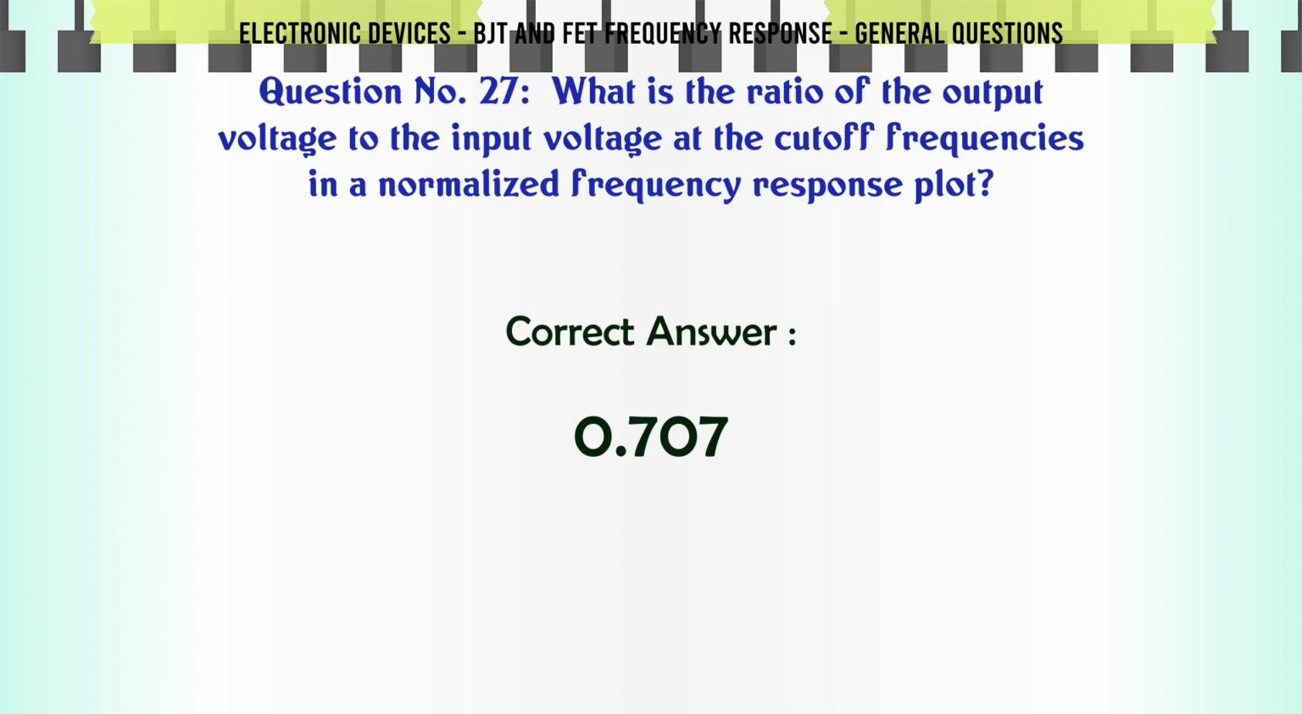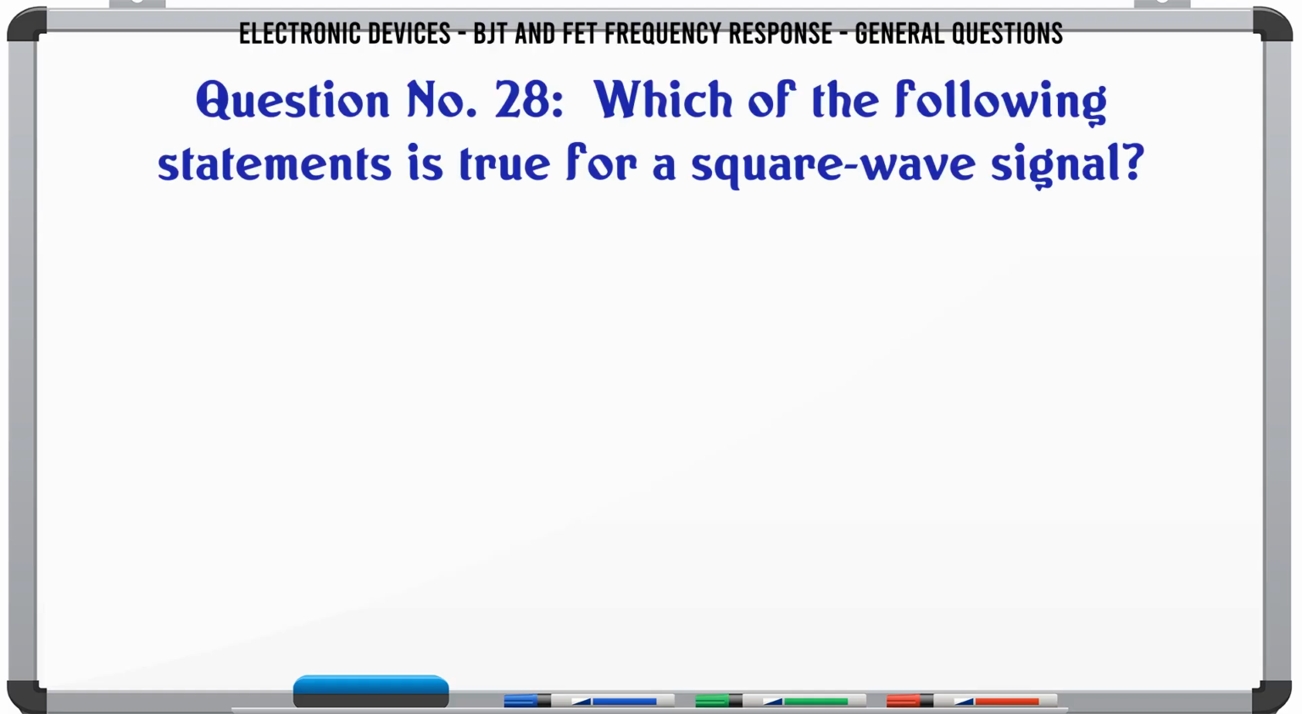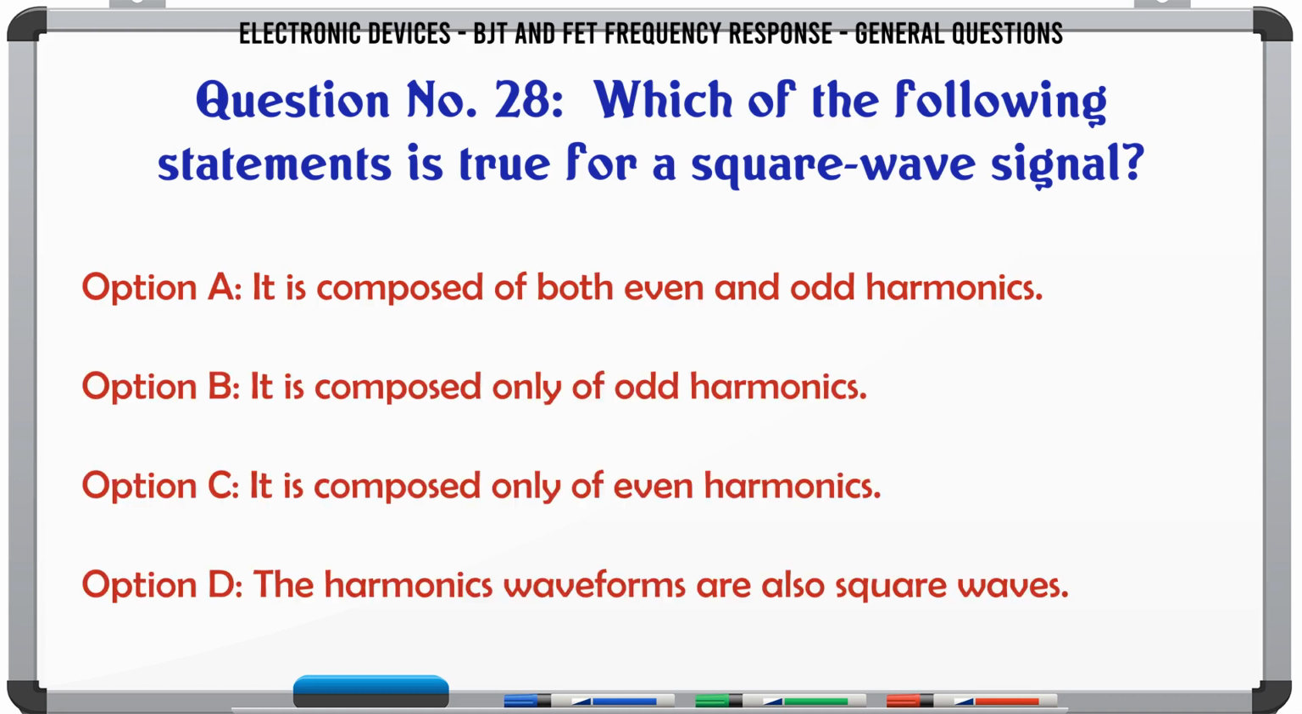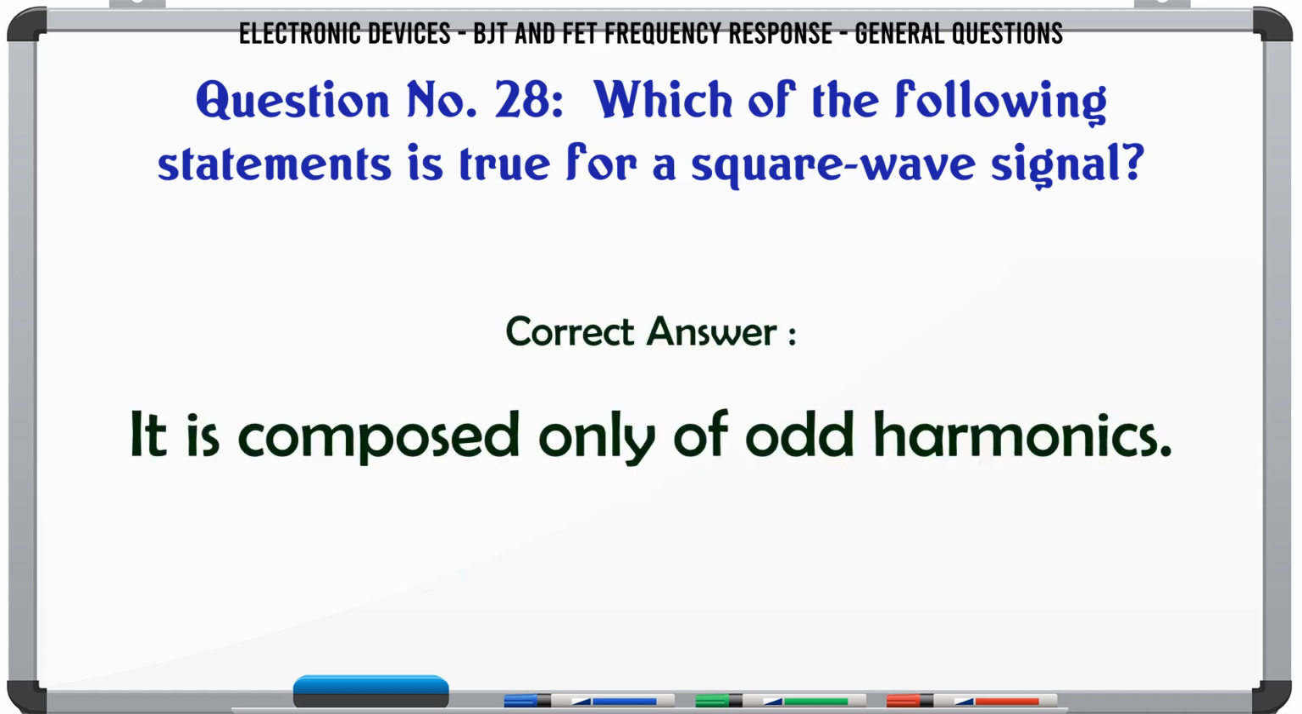Which of the following statements is true for a square wave signal? A. It is composed of both even and odd harmonics. B. It is composed only of odd harmonics. C. It is composed only of even harmonics. D. The harmonics waveforms are also square waves. The correct answer is it is composed only of odd harmonics.